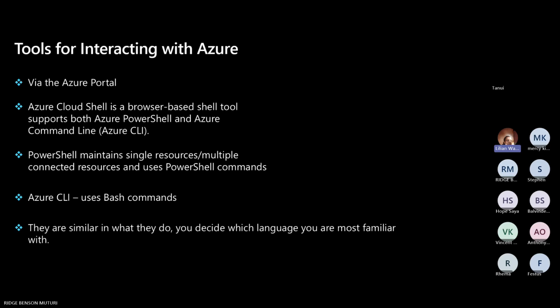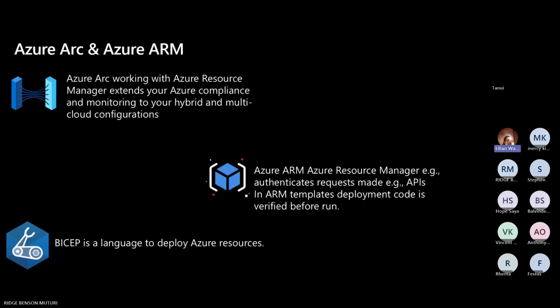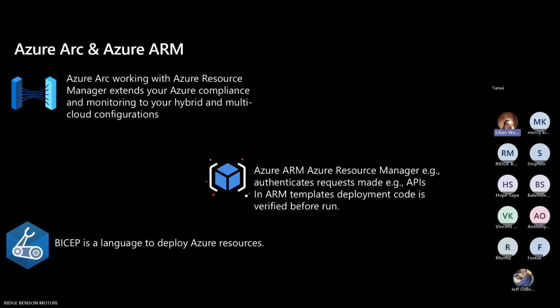Okay, we'll continue. We have Azure Arc and Azure ARM. Azure Arc extends monitoring of your Azure hybrid and multi-cloud configurations. In the first session, I think Ridge spoke about hybrid and multi-cloud configurations, and you can check out the video in the YouTube playlist, where we're going to share the link.